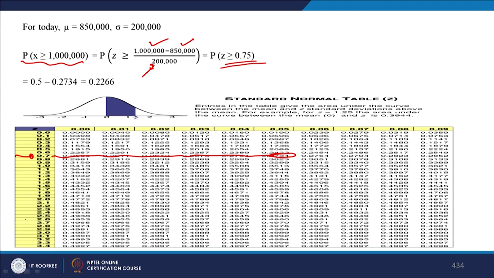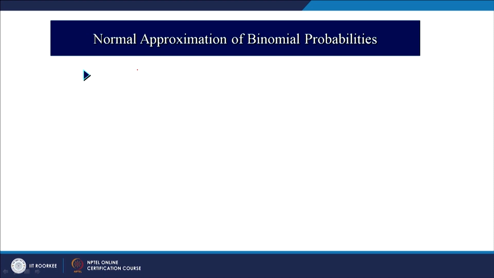Now, we know that this area is 0.2734 and we also know that this entire area is 50% or 0.5. So, what are we interested in? We are interested in finding this area, right, this area. And how can we find it? Since we know this area, we know the entire area. So, we will subtract 0.2734 from 0.5. So, we will get the answer as 0.2266, right.